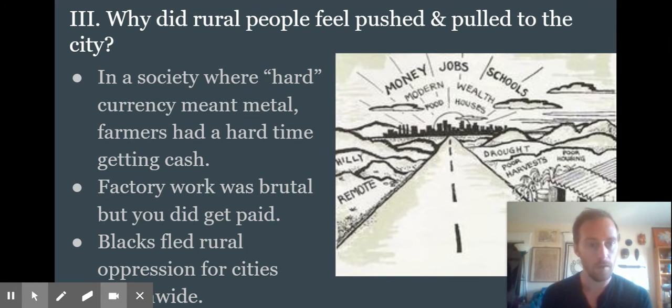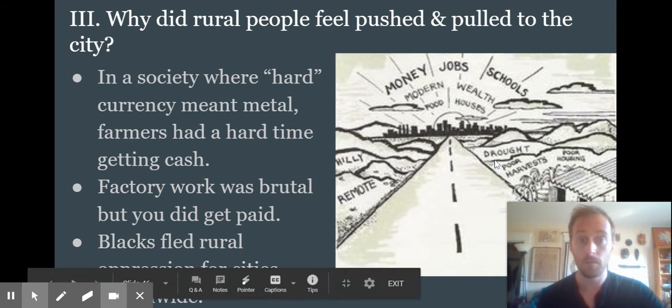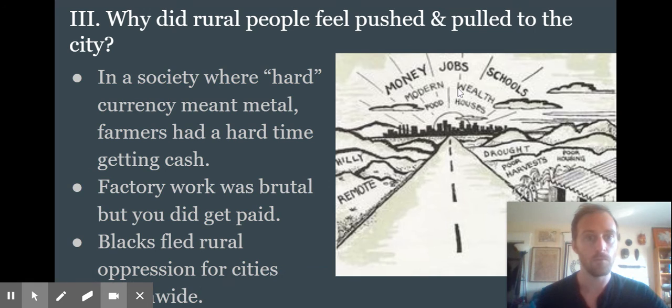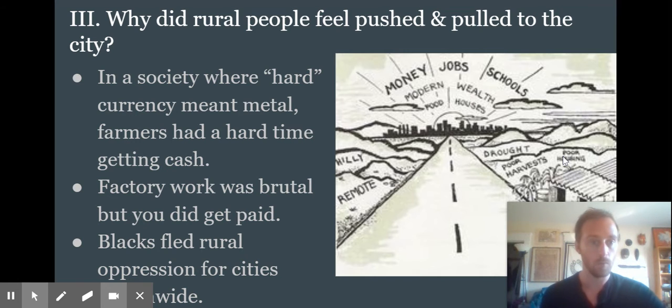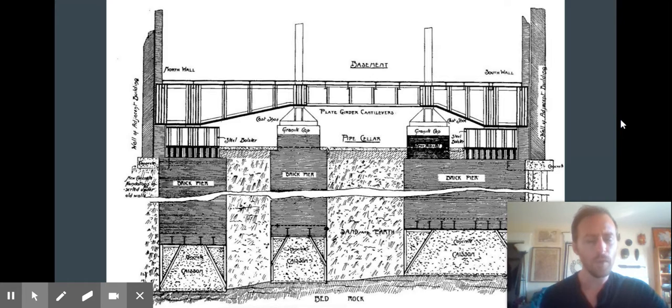In the American South, if you remember from last year, you have groups like the Ku Klux Klan that still exist, a political system that is oppressive towards African Americans, and they flee to the North as well. You can see, in this cartoon, pull factors above the city: money, jobs, schools, modern food, housing, wealth. Hilly, remote, drought, poor harvest, and poor housing round out the push factors from the countryside. So, in a sense, those folks are rural migrants.